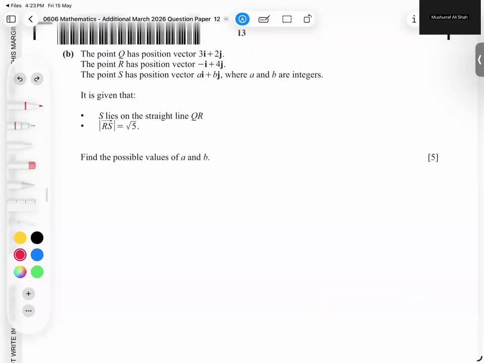So student, part B now. Q has a position, this one, and R is this, and S is this. He mentioned here S lies on QR. It means QR is like this. Q is (3, 2), R is (-1, 4), and S is anywhere in the middle, between A and B.